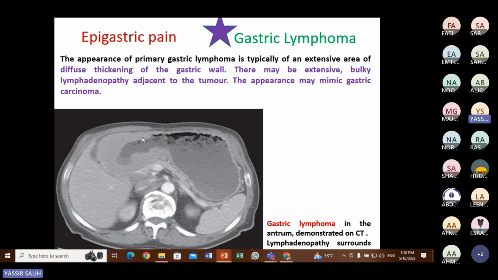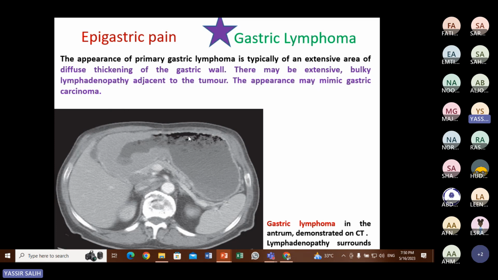What are the differential diagnoses of thickening of the wall with the presence of lymphadenopathy? Here we have thickening of the wall of the stomach with lymphadenopathy, para-aortic lymphadenopathy. Yes. Gastric carcinoma or gastric lymphoma. Yes, this is the gastric lymphoma.